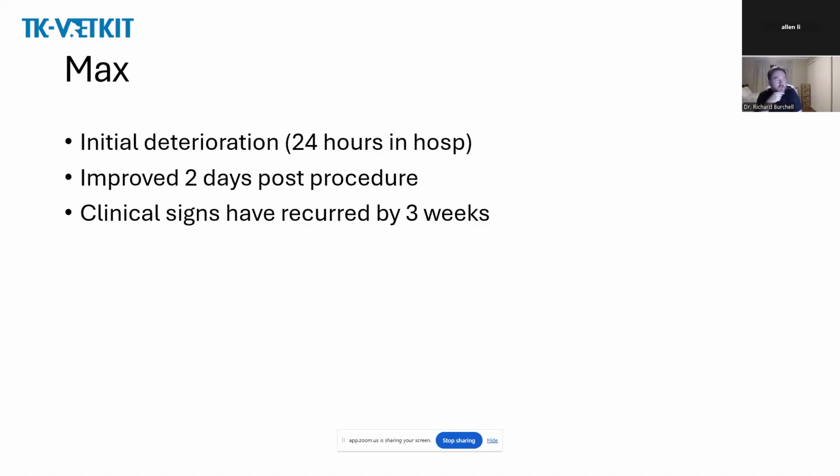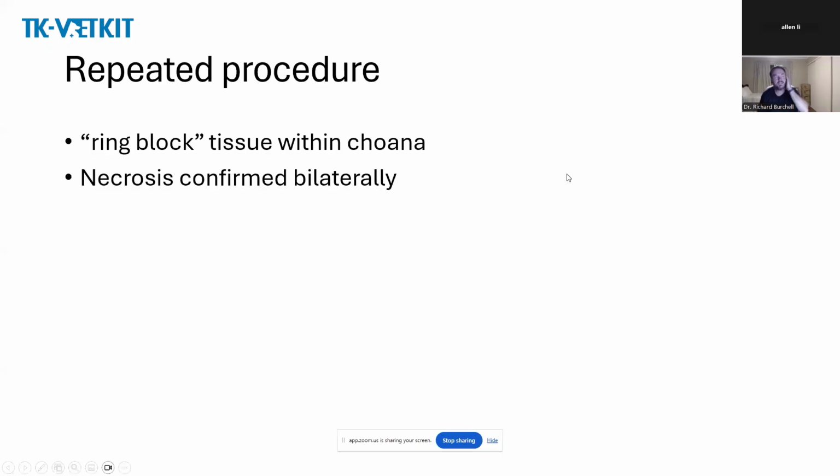He had an initial deterioration. He was in hospital for 24 hours, but he improved after about 2 days. But then his clinical signs returned after a few weeks.